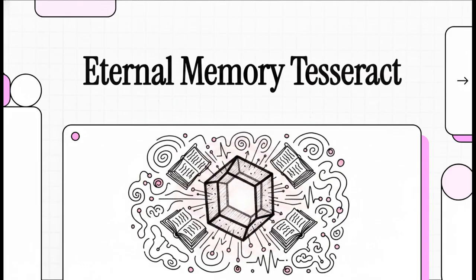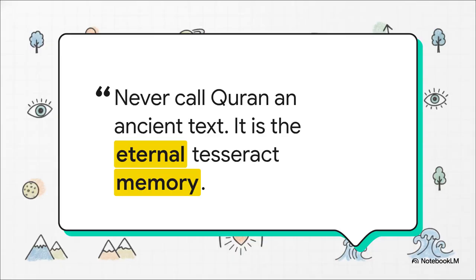Because instead of viewing it as a historical document, this framework presents it as a complex, four-dimensional map of human consciousness. It's a structural approach where the verses actually function as real-time spatial coordinates. Let's jump right in. Okay, let's dive into this.